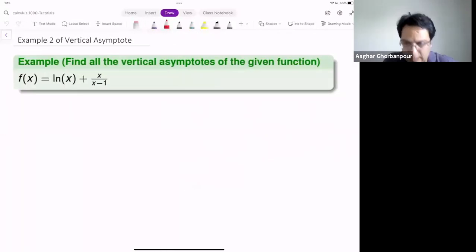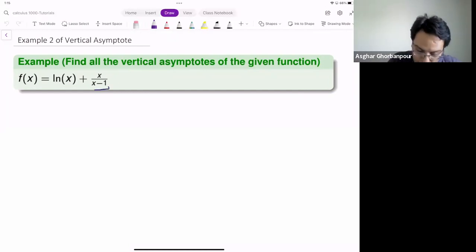Example 2. Oh, this is a nice example. Well, this is not a rational function anymore because it's a sum of ln, obviously not a rational function, plus a rational function. Here, what you should remember, taking into account, is that I'm looking for points a which may give me an infinite limit. So then go and try to find all the possible things.